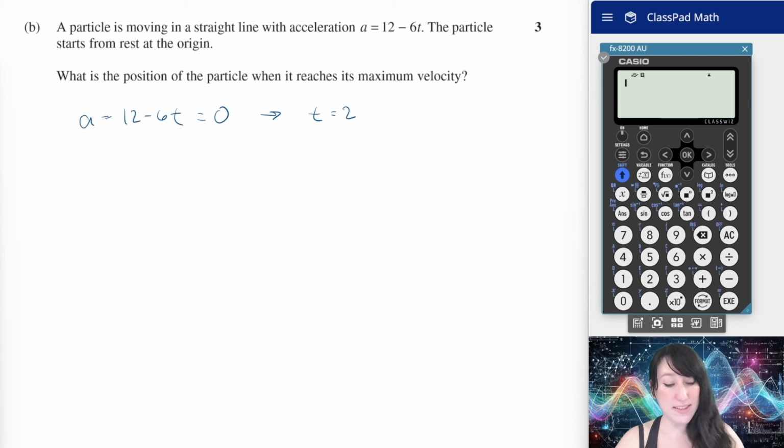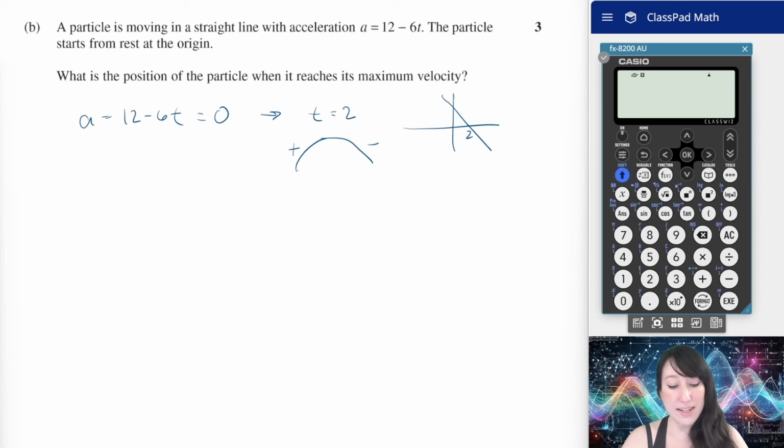Now, to verify that this is a maximum, we can consider the sign of a. It's a line with an intercept of t equals 2, and it's got a negative gradient. Before 2, it's positive, increasing. After 2, it's negative, decreasing, which verifies that is a max. Now we need the position of the particle when t is 2.